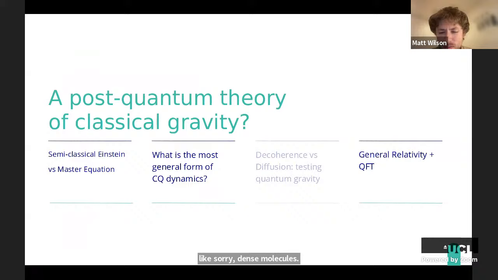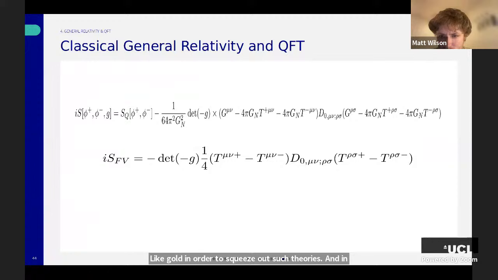And in fact, we already find some theories ruled out. And so I'm going to flash up the GR thing. I've given you the spin half particle, but GR is more complicated, but you can write down the action for it here.